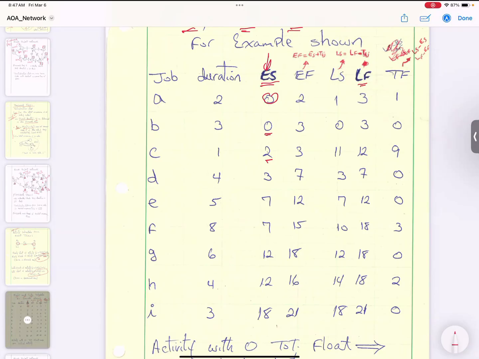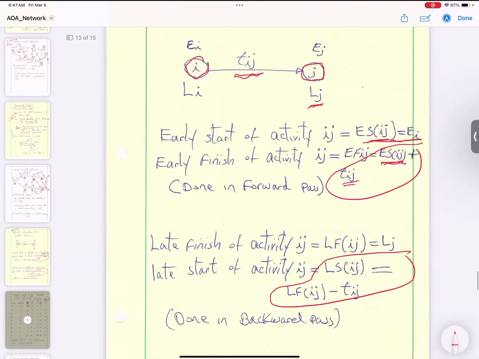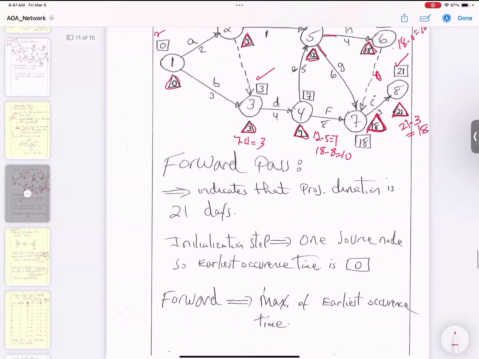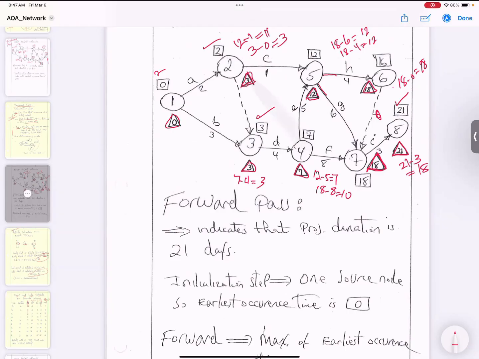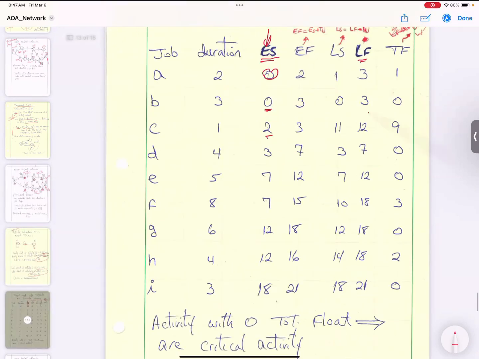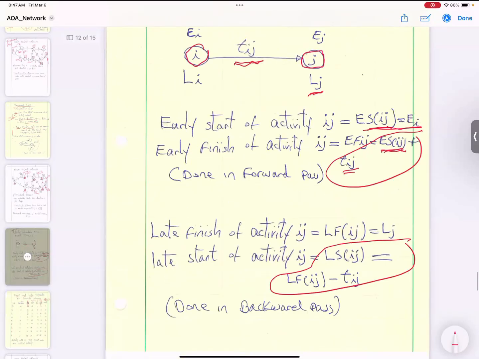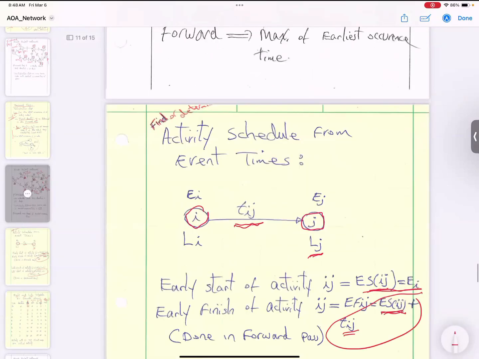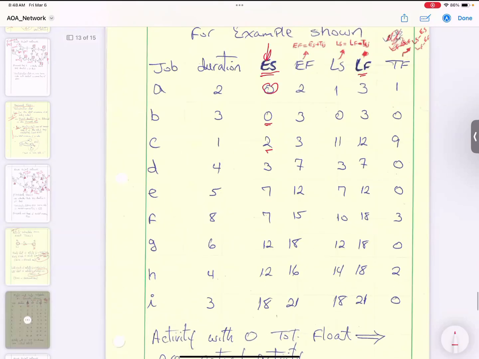Then you go to column LF that I put in bold. What is the latest finish for node A? Latest finish for node A is 3. You can wait until 3 days. So you put all these things and you fill up the column latest finish. What is the latest finish for node D? It is 7 right here. So you put all this information in column LF. Now you need to calculate the other columns.